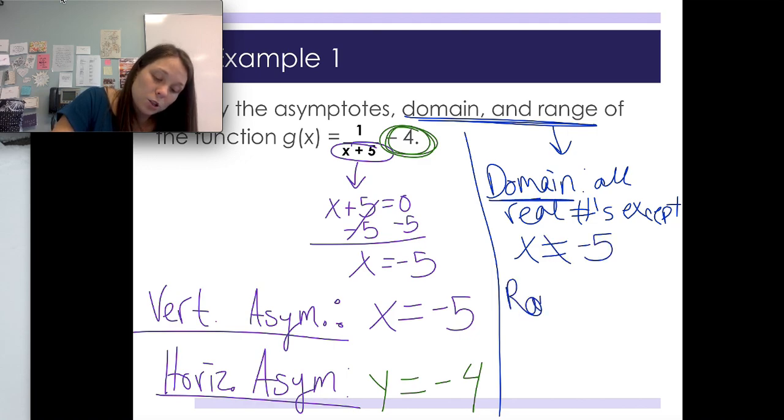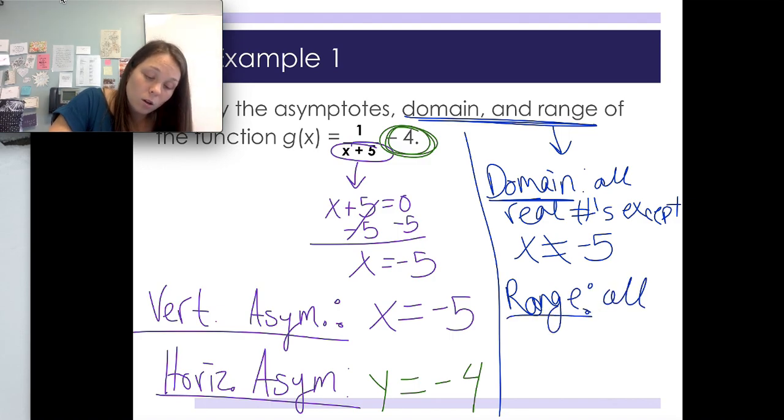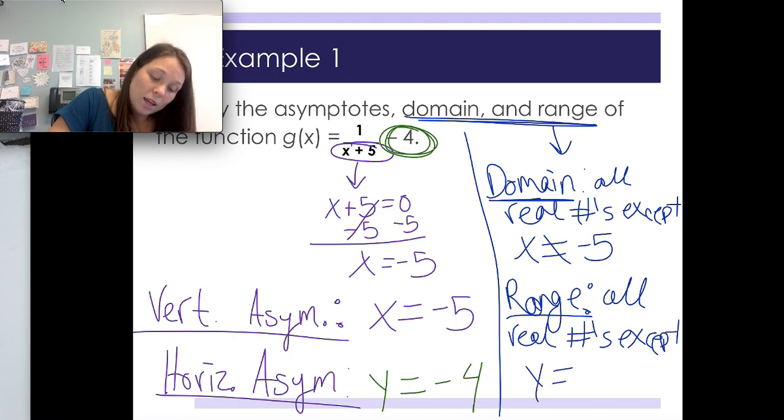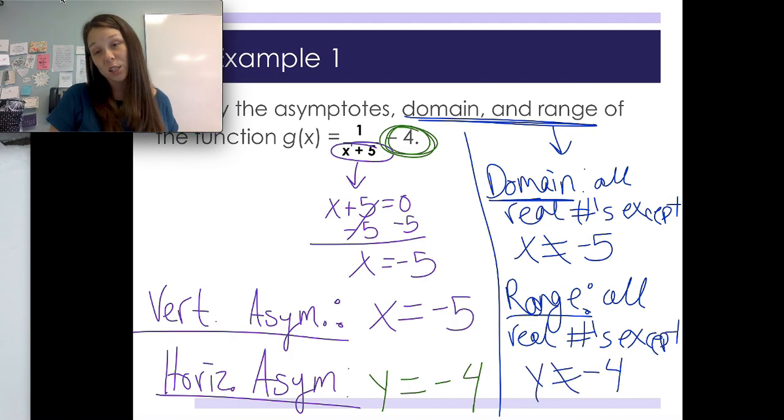And then the range works very similarly with the horizontal asymptote. It is also all real numbers except y can't equal negative 4. And that's because these asymptotes are voids in the graph where there's no actual value located, and that's why there's an asymptote there. So whenever you have an asymptote, you have a restriction on either your domain or range, depending on what value there's an asymptote at. All right, so now I'll have you work on example 2.